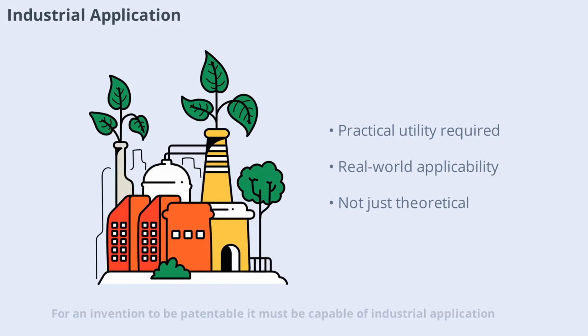For an invention to be patentable, it must be capable of industrial application. This means it can be made or used in an industry, not necessarily that it has been used. The requirement ensures inventions have practical utility and are not merely theoretical. Courts often rely on interpretations from other countries to clarify this criterion, emphasizing the importance of real-world applicability.